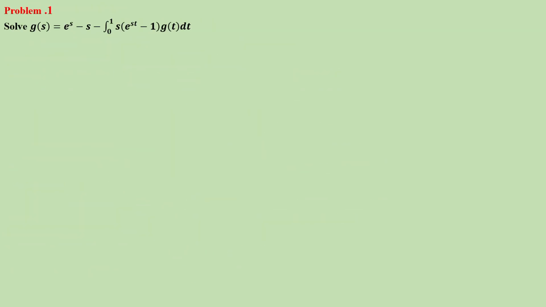First problem. Solve g of s is equal to e power s minus integral 0 to 1 s into e power st minus 1 g of t dt. So given g of s, which is equal to e power s minus integral 0 to 1 s into e power st minus 1 g of t dt, that is equation number 1.